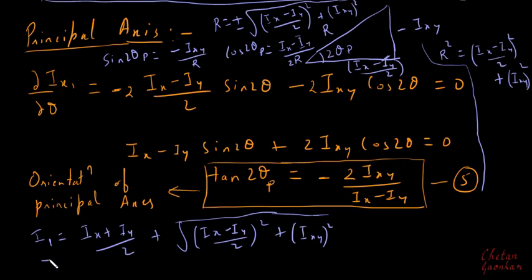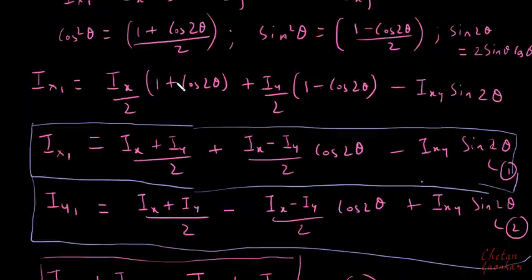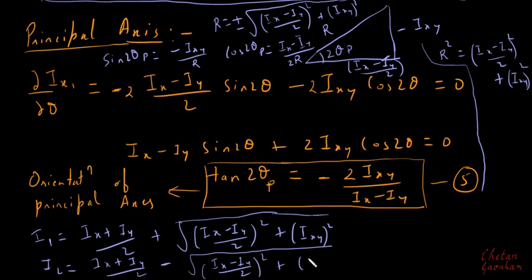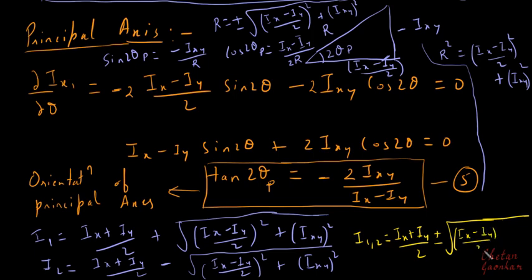And similarly the value of I2 will be, again we'll substitute the values of sine 2 theta p and cos 2 theta p in the same expression. Here I will put the value of sine 2 theta p, here the value of cos 2 theta p, but this time I will consider this R as minus. In that case I will get the I2 value as (Ix plus Iy) by 2 minus root of the same term, ((Ix minus Iy) by 2) the whole square plus Ixy square. And then we can finally write these values as I1,2 equal to (Ix plus Iy) by 2 plus or minus root of this term, ((Ix minus Iy) by 2) the whole square plus Ixy square.